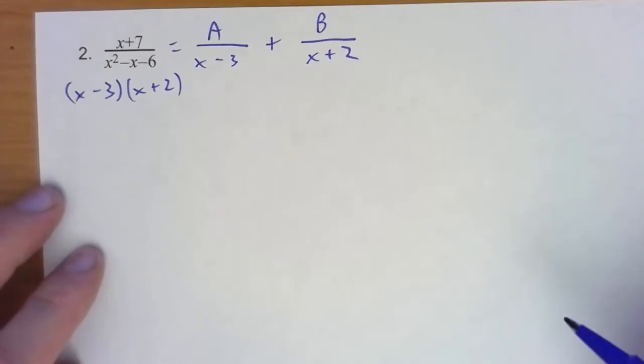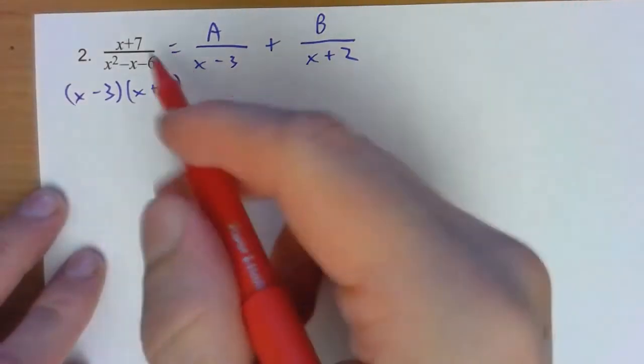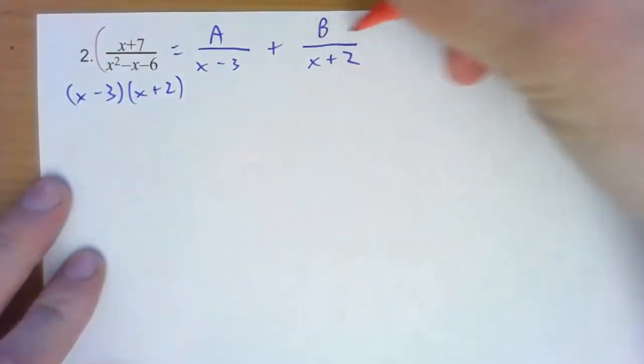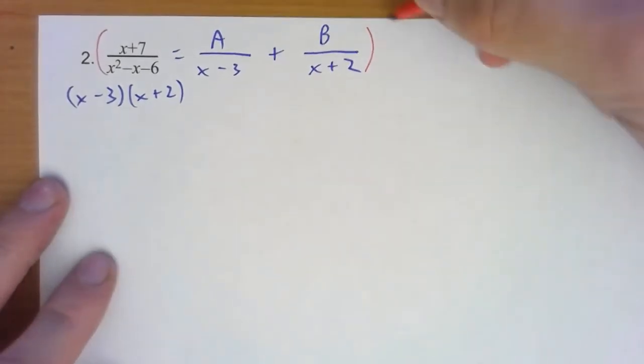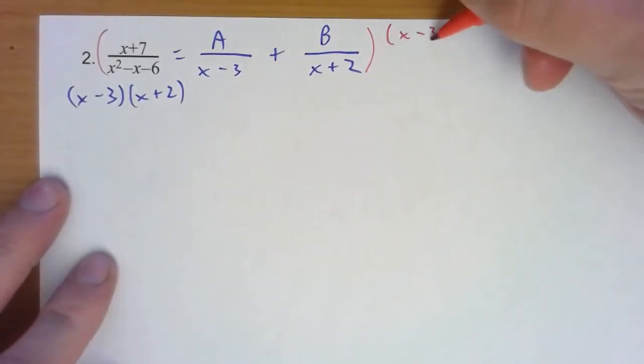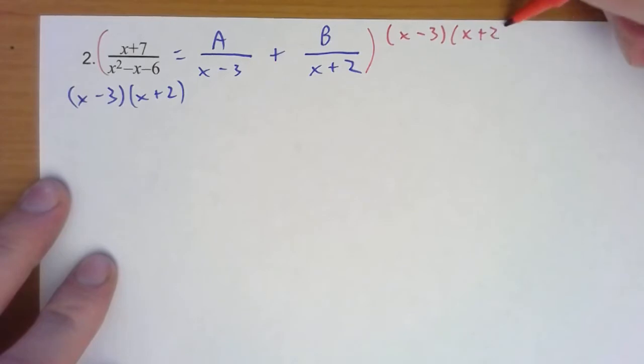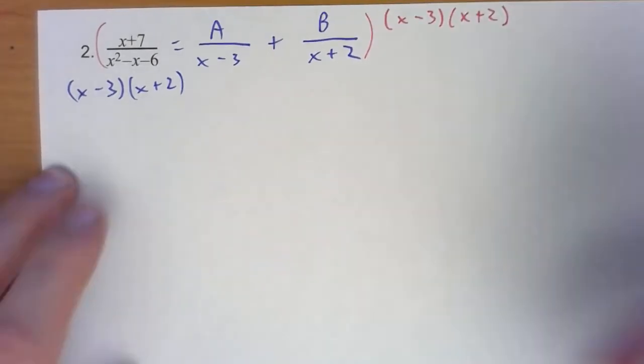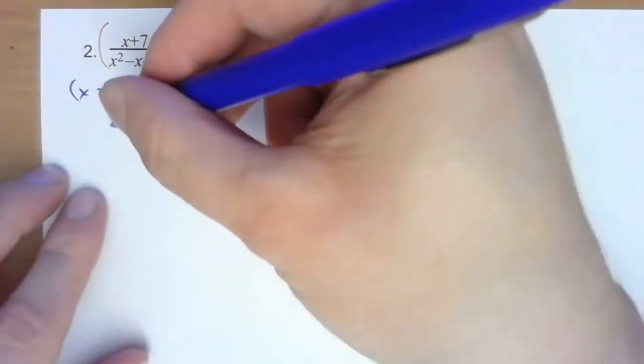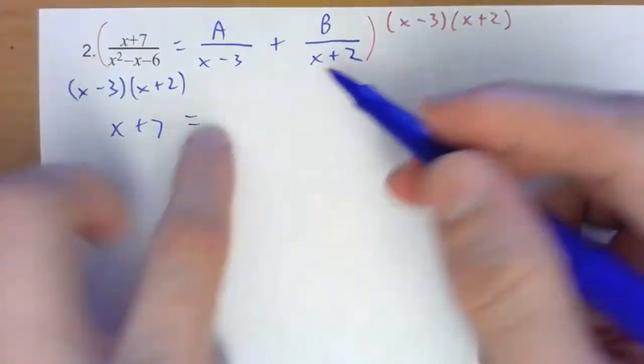Okay. So now we've got an equation with fractions. So we're going to fraction bust. So we're going to multiply by x minus 3 times x plus 2. Over here, the whole denominator is going to cancel out. And then just be careful on these.